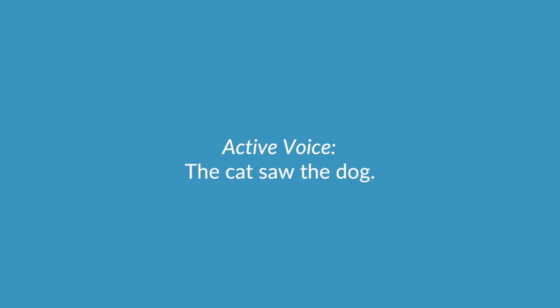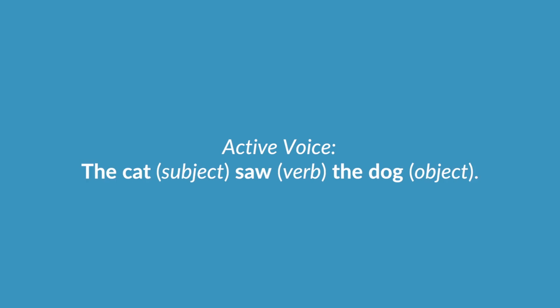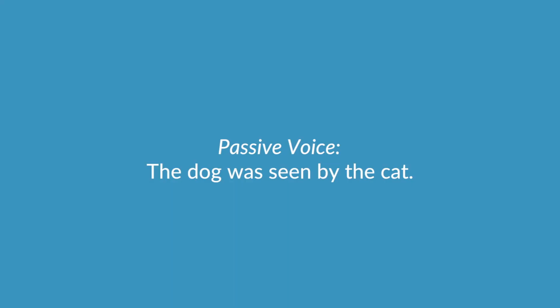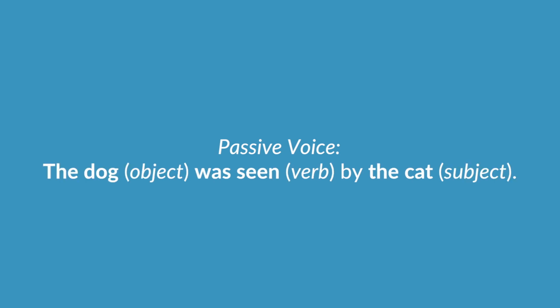So let's take a look at another example, also featuring a dog. The cat saw the dog. So here the cat is the subject, saw is the verb, and the dog is the object. But if this sentence was in passive voice, then it would read, the dog was seen by the cat. So in order to make that sentence passive, we put the object of the sentence first, and we took our simple past verb, seen, and we turned it into a past participle, was seen.